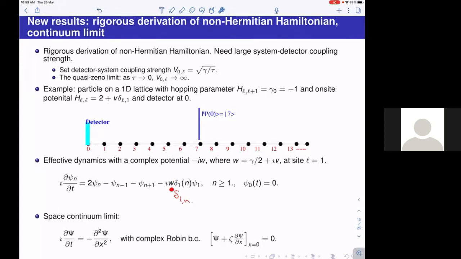The strength of this imaginary potential is gamma by 2 plus IV, where gamma is related to the system-reservoir coupling. So this is one result that we have.